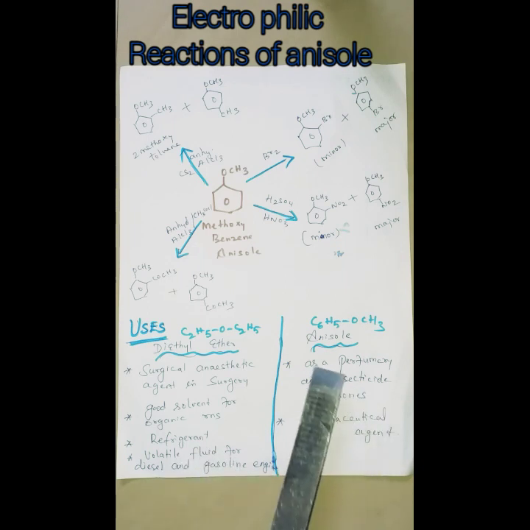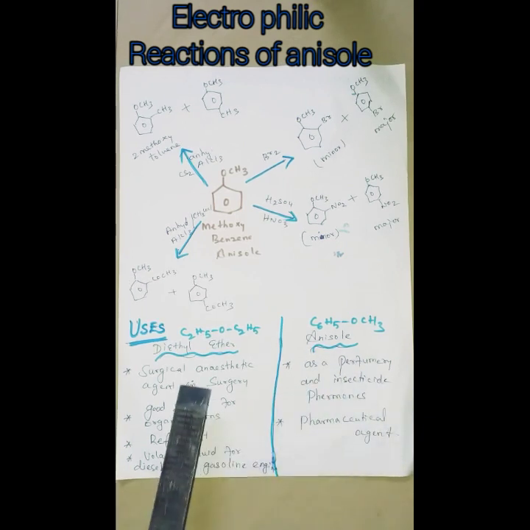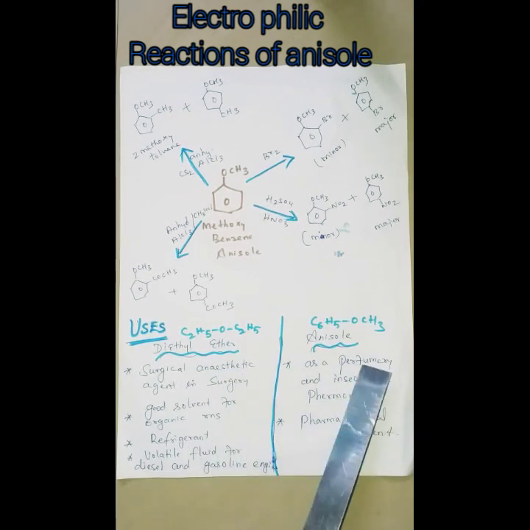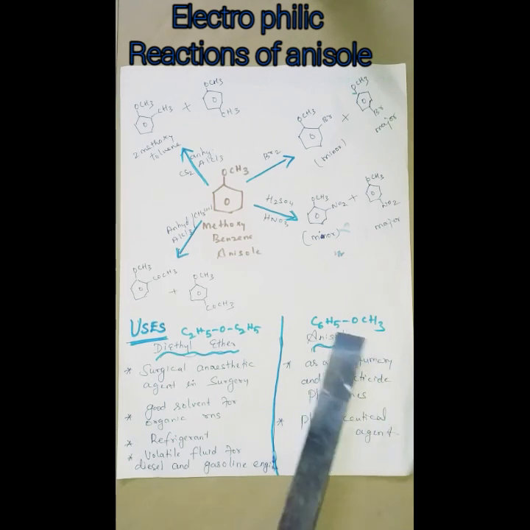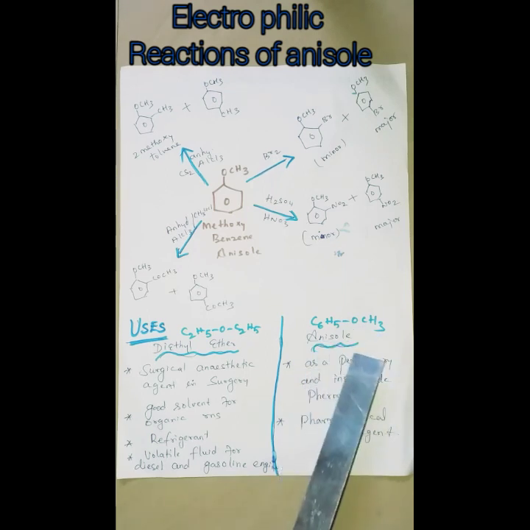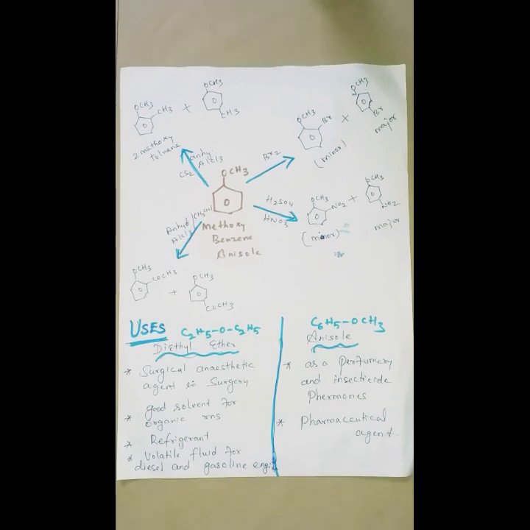Now we come to the uses of anisole. Anisole is used in perfumery, so don't change it: diethyl ether is an anesthetic and anisole is for perfumes. For perfume preparations, anisole is used because of its aroma. It is an aromatic ether, and aroma means smell. So anisole, that is methoxybenzene, is used in perfumery and also for insecticide pheromones, that means for DDT preparation. The second point is as a pharmaceutical agent, for medicinal purposes.